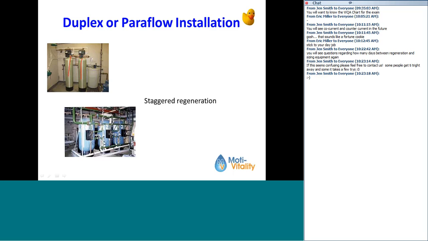So you can install these things in parallel. You put them together, so now you're basically doubling the amount of flow that you can get through them, which gives you plenty of water.